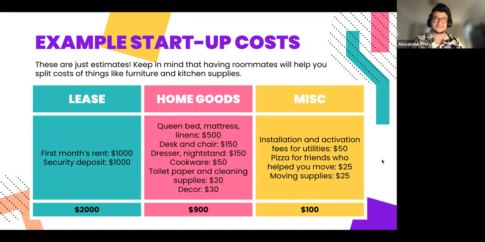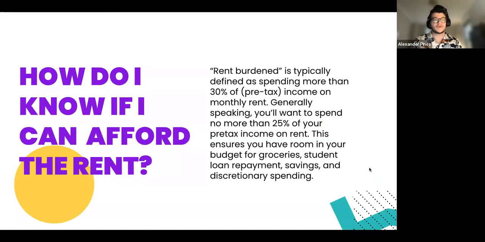A common question that I'm asked is, how do I know if I can afford the rent? The threshold that experts have used to determine whether or not somebody is what's called rent burdened is whether or not they're spending more than 30% of their pre-tax income on their rent. So if you're spending more than 30% of your pre-tax income, you are considered to be rent burdened. It is a real problem in New York City, I'm not gonna lie.